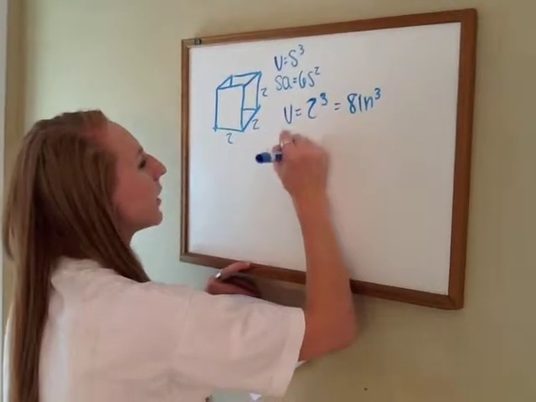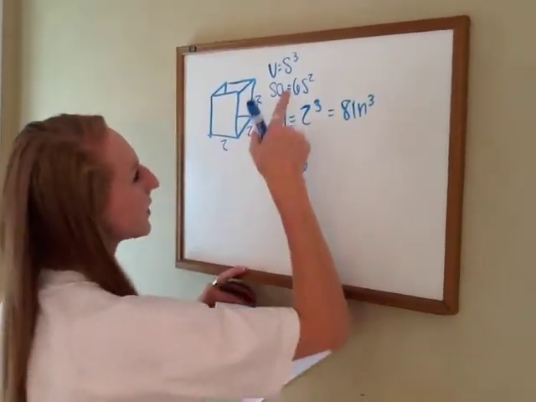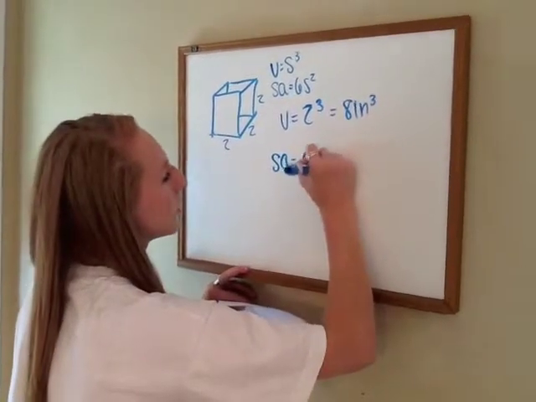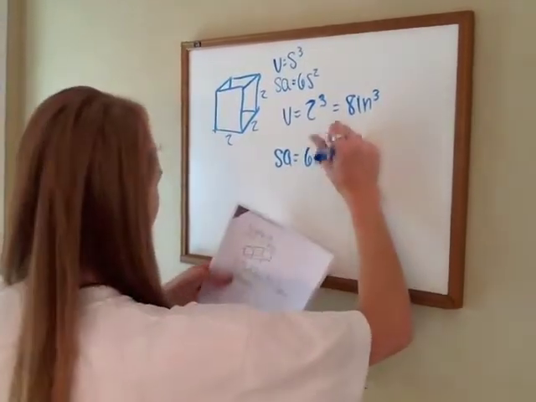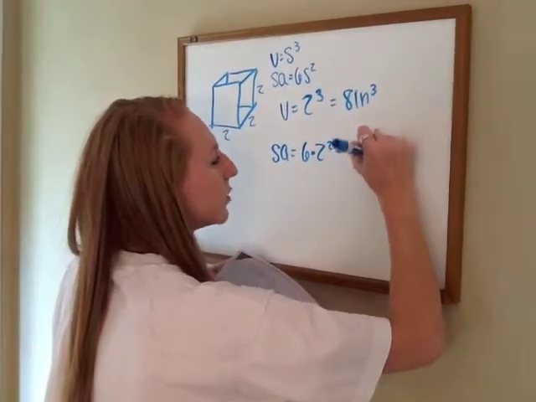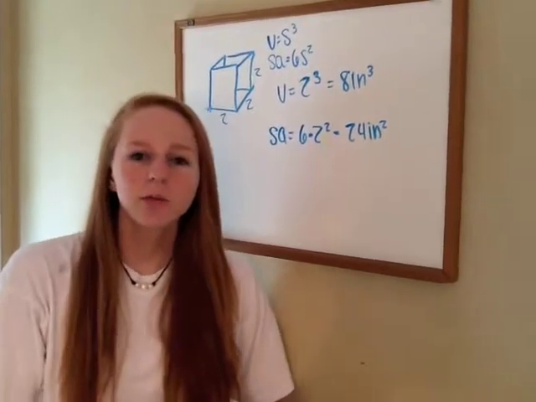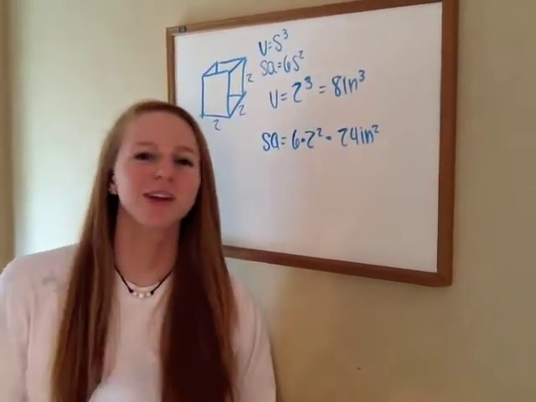For surface area, all you do is 6 because there are 6 sides in a cube, and then side, which is going to be 2 squared. And that is going to equal 24 inches squared. So that's how you do volume and surface area of a cube. It's basically just plugging in the numbers.